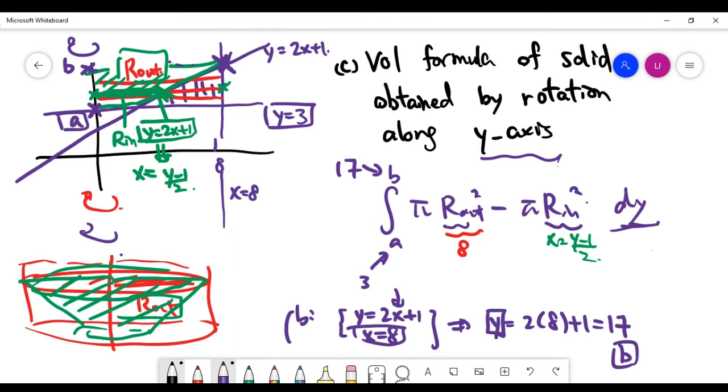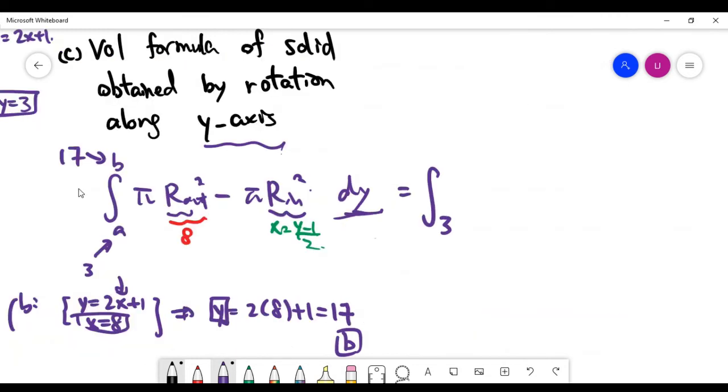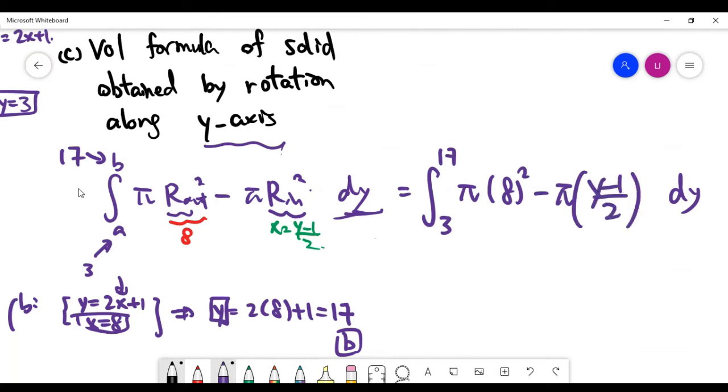So it means we'll state our formula here. So basically the formula is the integration of dy from 3 to 17 for pi times 8 squared minus pi times (y minus 1 over 2) squared. And that's the end to this part.